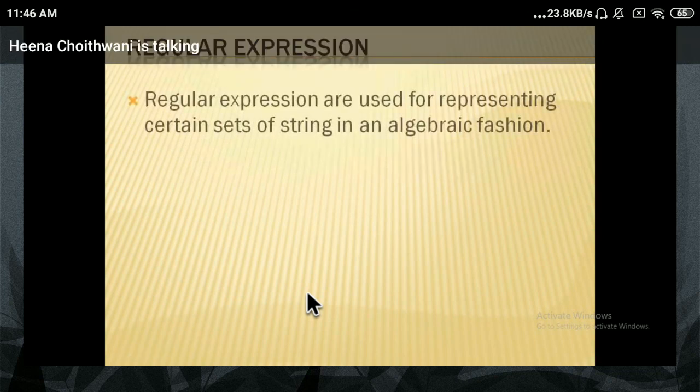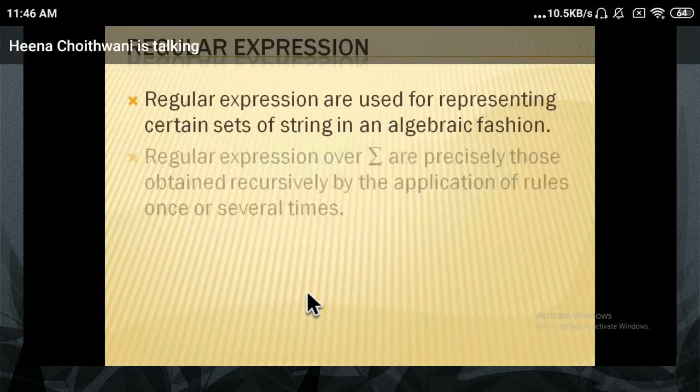Check it. Regular expressions, as I told you, are used for representing certain sets of strings. Where will the strings be? They will be in your grammar. So regular expressions are used for representing certain sets of strings in algebraic fashion. We'll be using these mathematical functions to represent our symbols or strings.